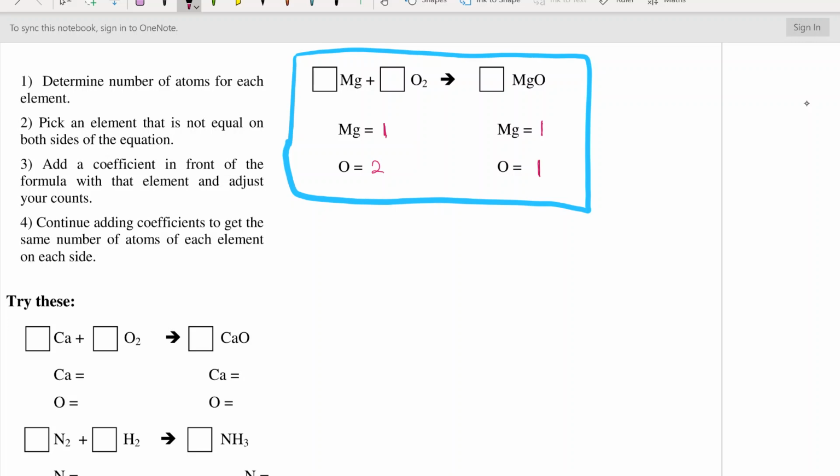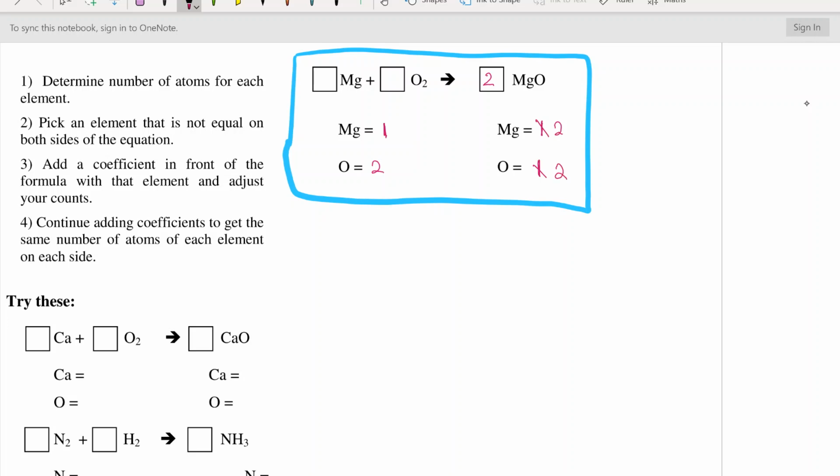Step 3 is we add a coefficient in front of the formula with that element and adjust your counts. So we need to pick a formula that we can add a number in front of in order for oxygen to become balanced. So I see that there's 1 oxygen on the right side, so I'm going to multiply that whole formula by 2. And when I do that, I also have to adjust my count. So instead of having 1 magnesium, I now have 2. And instead of having 1 oxygen, I now have 2.